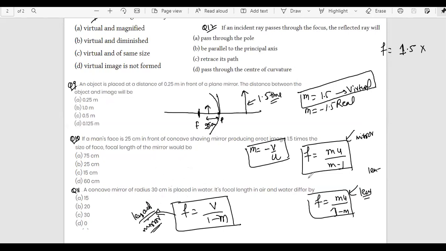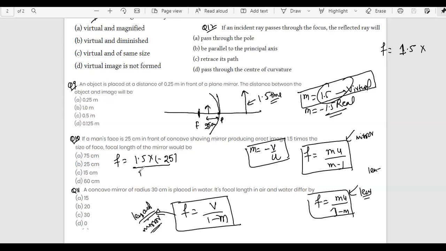So we have to write m as positive. The value of m is positive, because the virtual image is formed behind the mirror. Now we are calculating f is equal to 1.5 into -25. Why am I writing -25? Because u is always taken as negative.